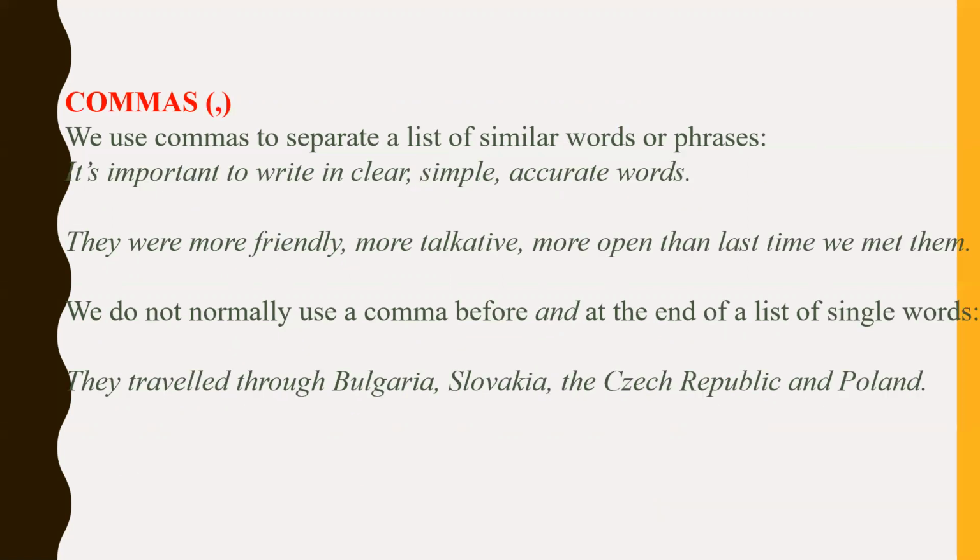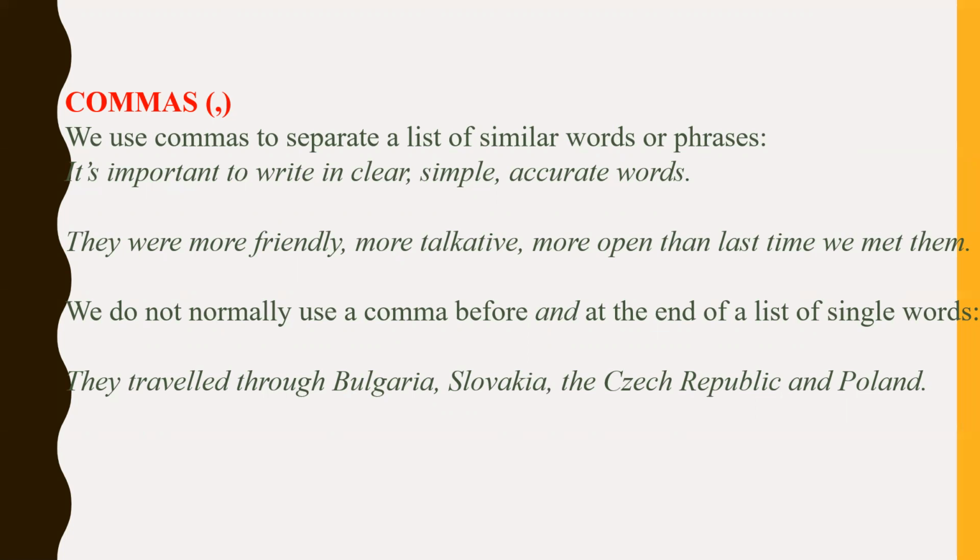Further, moving on to commas. This comma, you have to use it mindfully. Where do you use commas? We use commas to separate a list of similar words or phrases. For example, it is important to write in clear, simple, accurate words. So it is very important to separate a list of items. So your mother asks you to buy milk, fruit, dal, and rice. So before the last word, you will not use a comma.